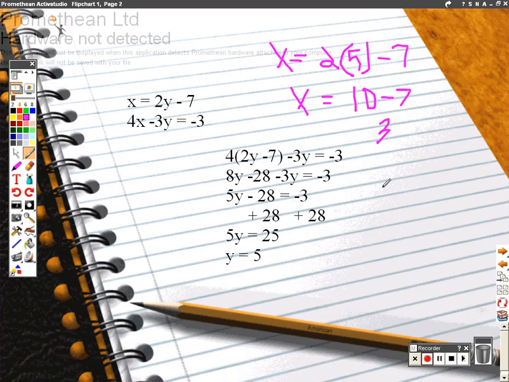So now you have to be very careful. Remember, your ordered pair is x comma y. So my x is 3 and my y is 5. For good measure, let's double check. 4 times 3 is 12. Negative 3 times 5 is negative 15. 12 minus 15 is negative 3. It works.